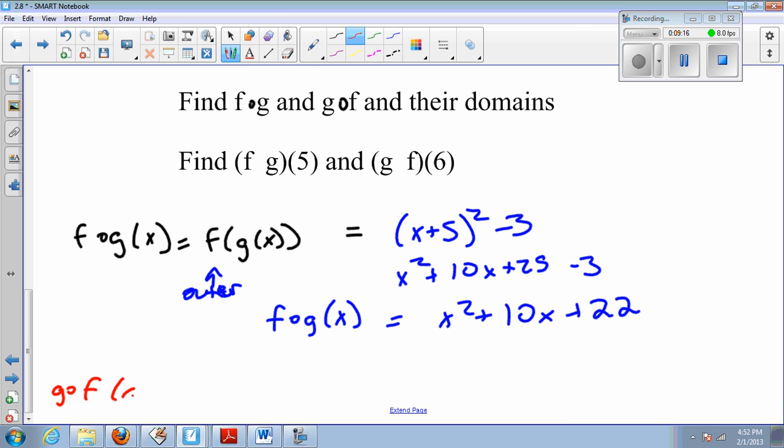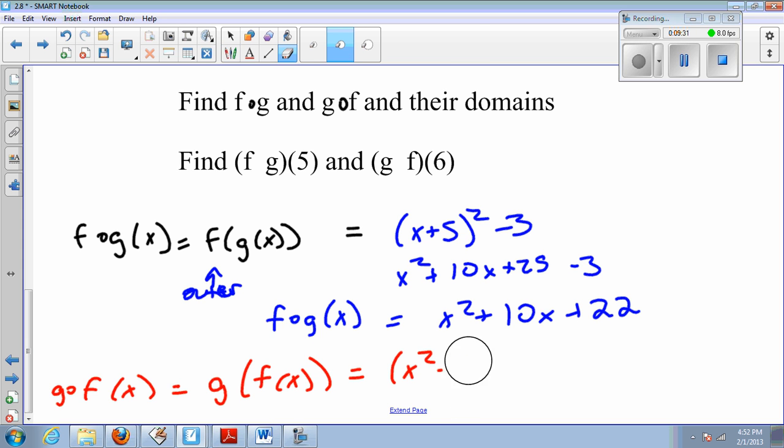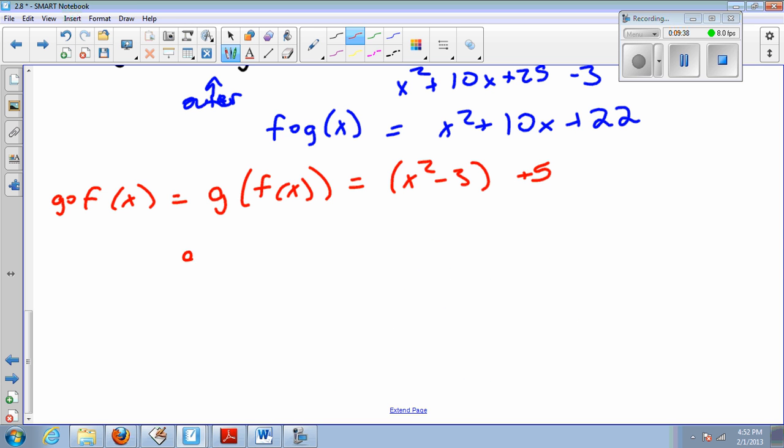g of f of x. So we're taking f of x and plugging it into g. So instead of x plus 5, we're plugging in x squared minus 3 plus 5. So g of f of x is equal to x squared plus 2.